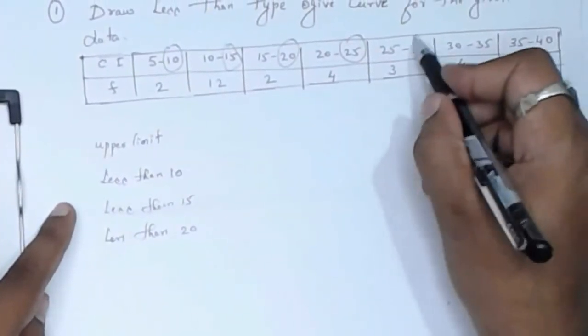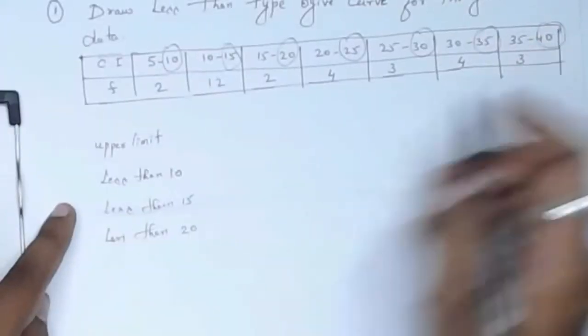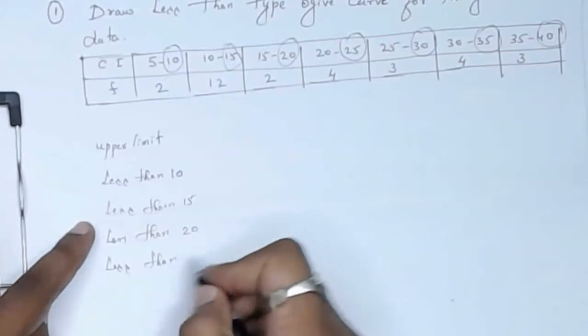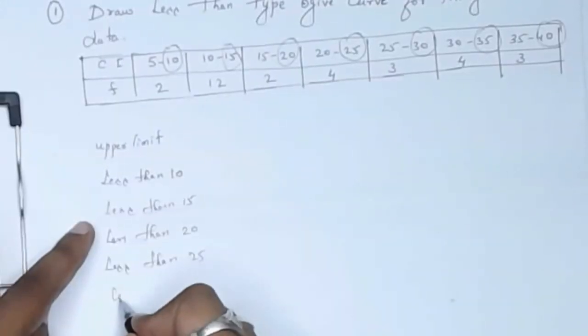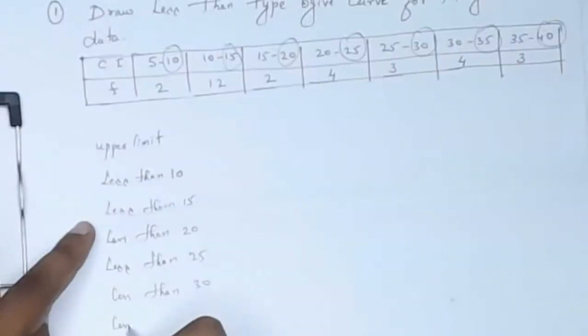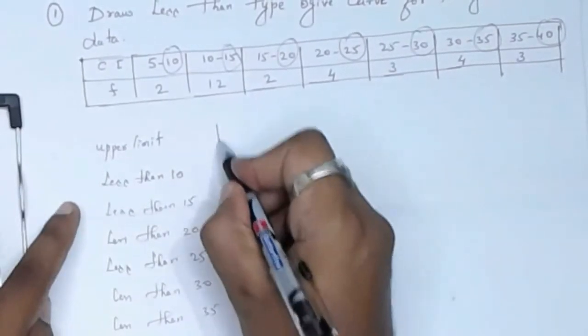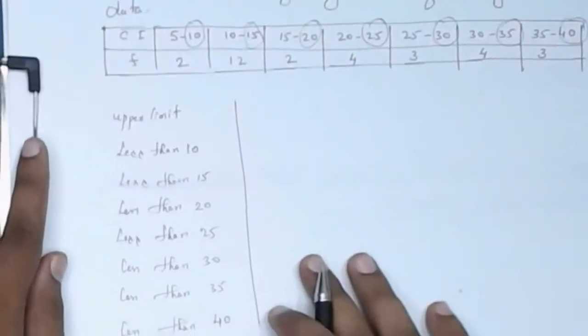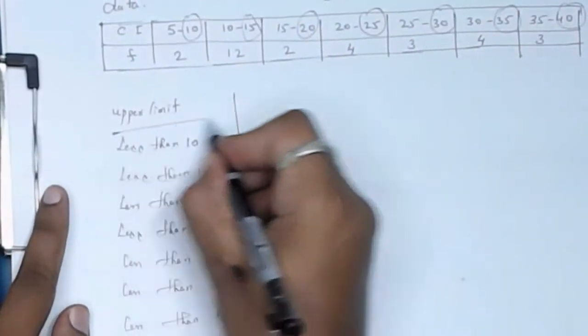Are you getting, children? Less than 30, less than 35, less than 40. These values we have to use. Got it? Less than 20, less than 25, less than 30, less than 35, and then less than 40. This is all our upper limits. Got it? And next is frequency.